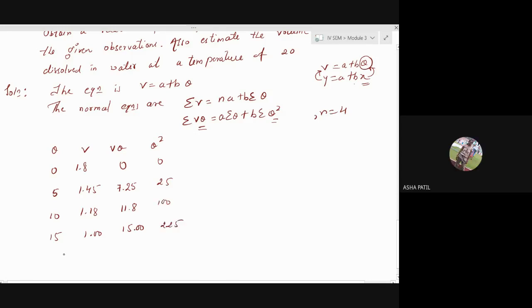Okay. Now tell me the values. Summations: 15, 20, 30. First one is 30. Yes. This is 350. 5.43. Okay. Next one, V theta.